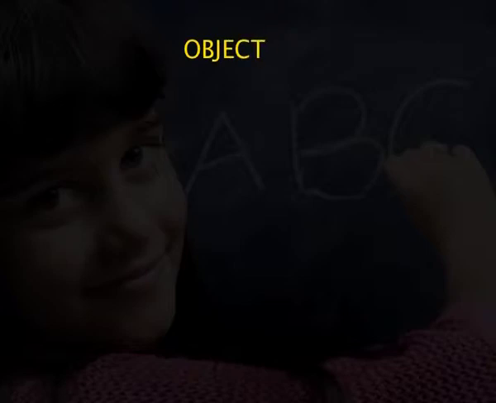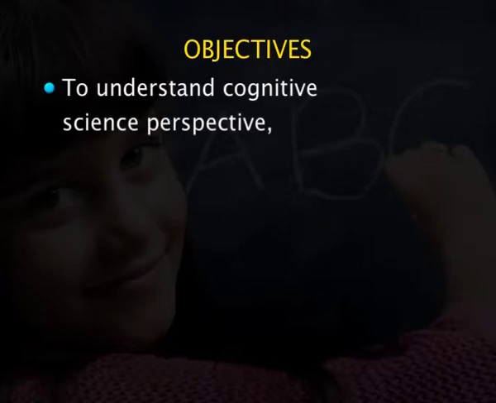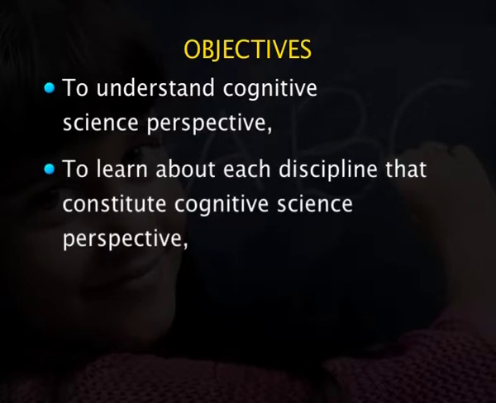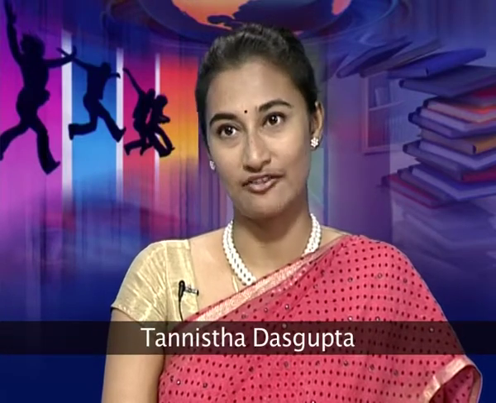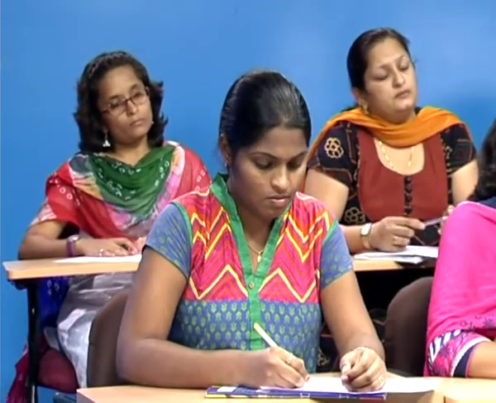The objectives of today's lesson are to understand cognitive science perspective, to learn about each discipline that constitutes cognitive science perspective, and to find out why we need cognitive science approach to education. So far we have discussed what the terms cognition and cognitive science stand for, and we have also got a historical overview, current developments and contributions of cognitive science in various fields. Now we will move to the section that deals with cognitive science perspective.